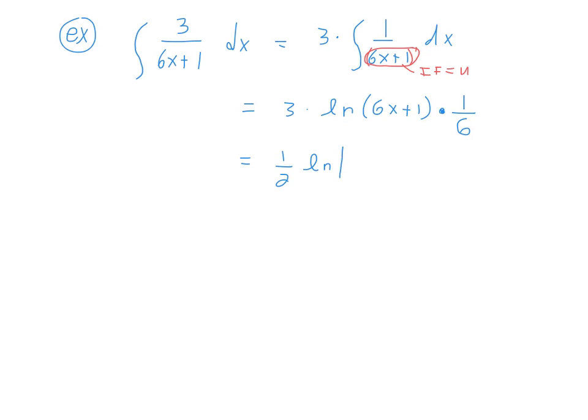And recall that we said that we could only take the natural log of something that's positive, so we need to slap an absolute value symbol around that 6x plus 1. Then we have our plus c, so this would be our final answer.